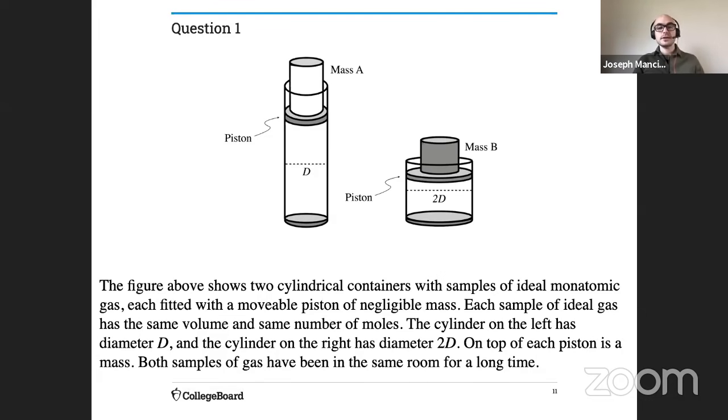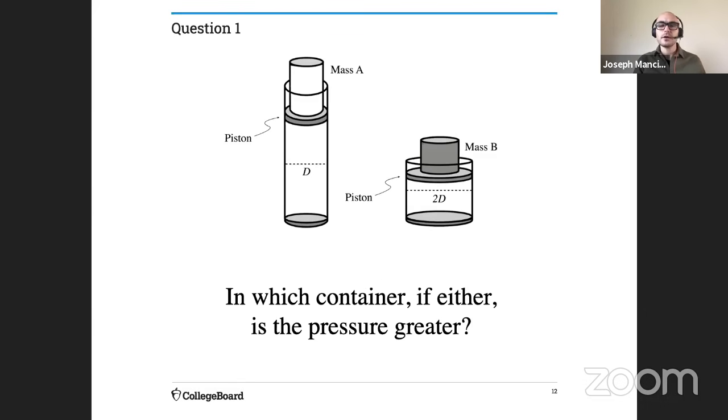All right, on the top of each piston is a mass. Both samples have been in the same room for a long time. Now, I didn't type that they were at the same temperature, but in the responses that I read, I think a lot of you caught that as a clue for they're at the same temperature. All right, in which container, if either, is the pressure greater? Well, a lot of you picked up on both containers have the same value for volume, number of moles, and temperature, so that the pressure is equal in both containers.